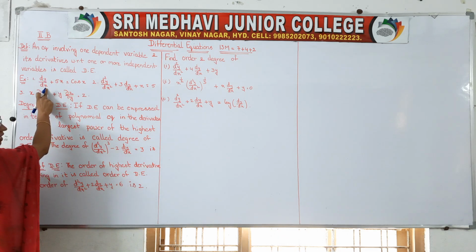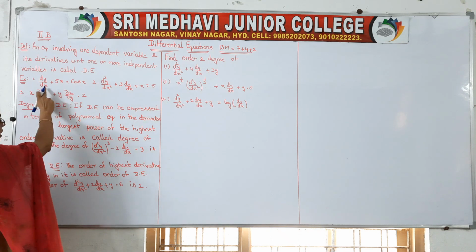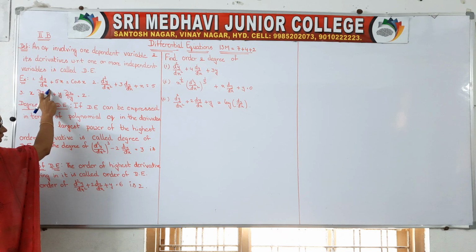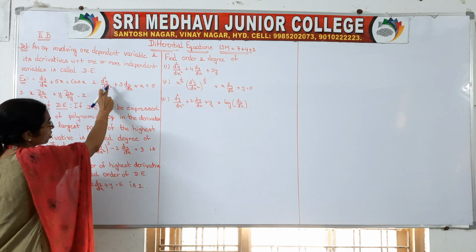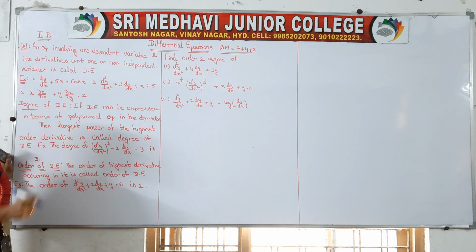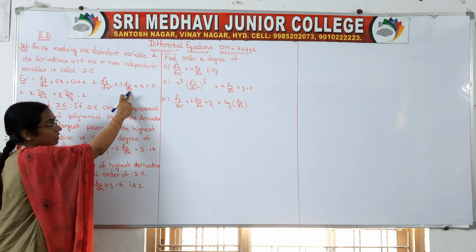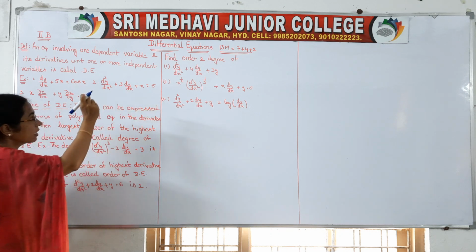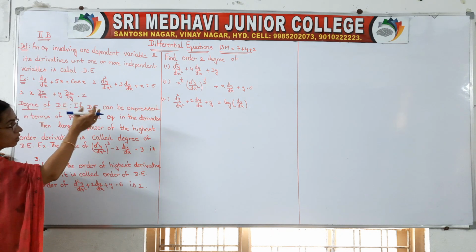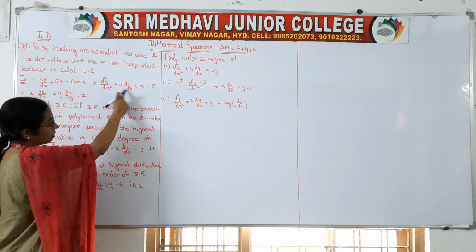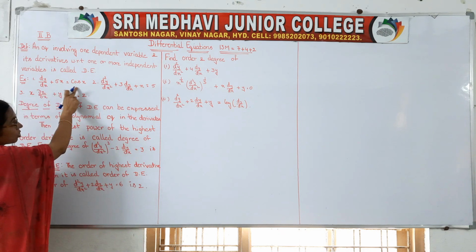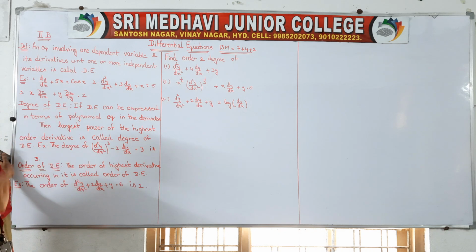That means dy by dx. So with respect to x we are differentiating, right? Here x is called the independent variable. Similarly here, if you observe, y is the dependent variable, y is an expression in terms of x. So here d square y by dx square is its derivative with respect to x. Here also dy by dx. That means its derivatives are with respect to one independent variable, with respect to x. Such types of equations are called ordinary differential equations.